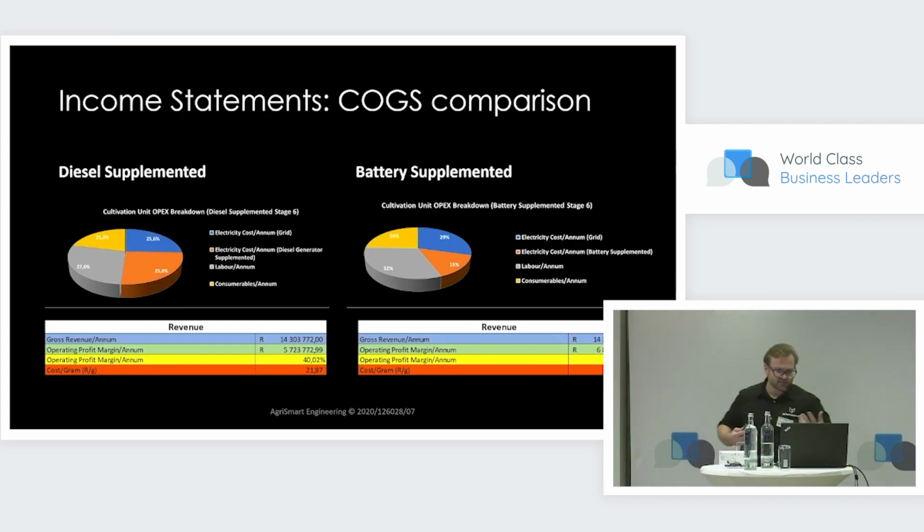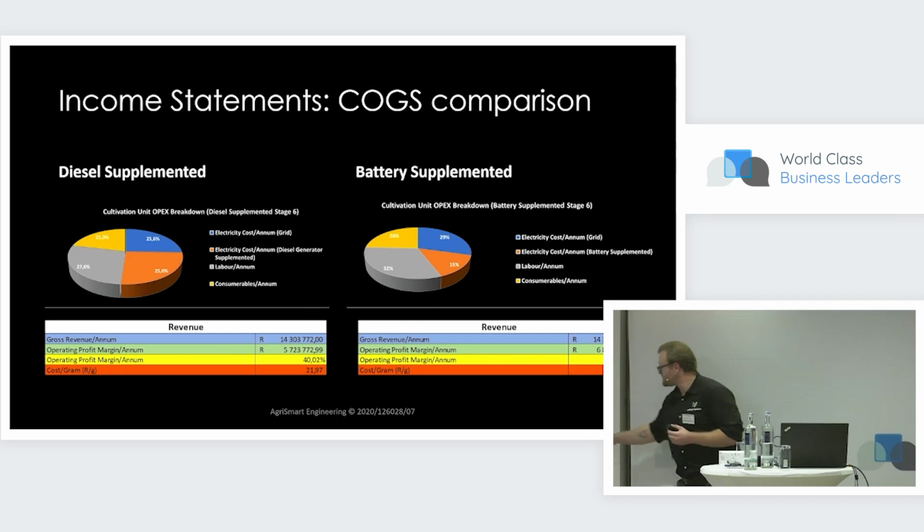Now let's get to the income statements, the cost of goods sold comparison. It's very important to know what drives the cost factor when it comes to your production. In South Africa, we've got a unique phenomenon of rolling blackouts, so people have diesel generators, battery supplementation, and solar PV arrays. But here you can see the difference in your operating margin, which is the yellow bar at the bottom, as well as your cost per gram analysis.